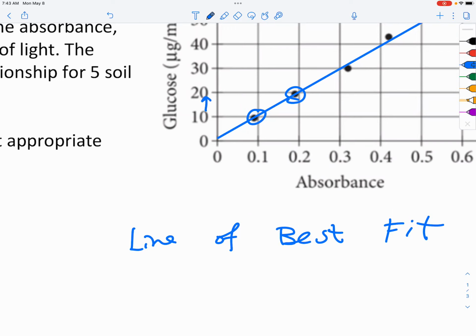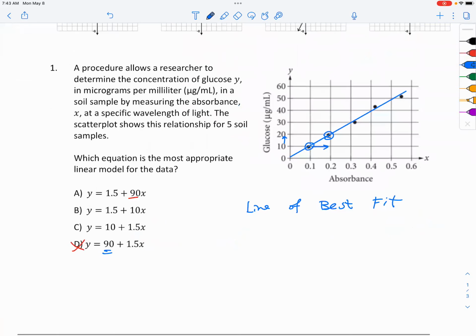There'll be a rise of 10, and there'll be a run of 0.1. So the slope calculation will be 10 over 0.1. What's 10 over 0.1? Does it get bigger or does it get smaller when you divide by a decimal? It gets bigger. That's actually 100. And this is how tricky sometimes it would be. So we might want to negate that.